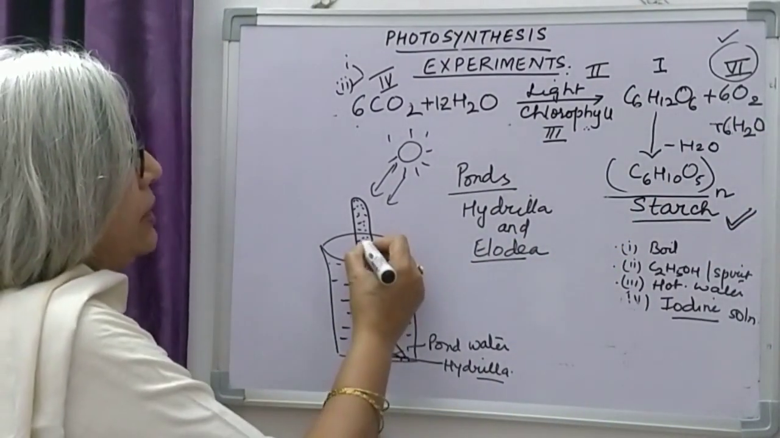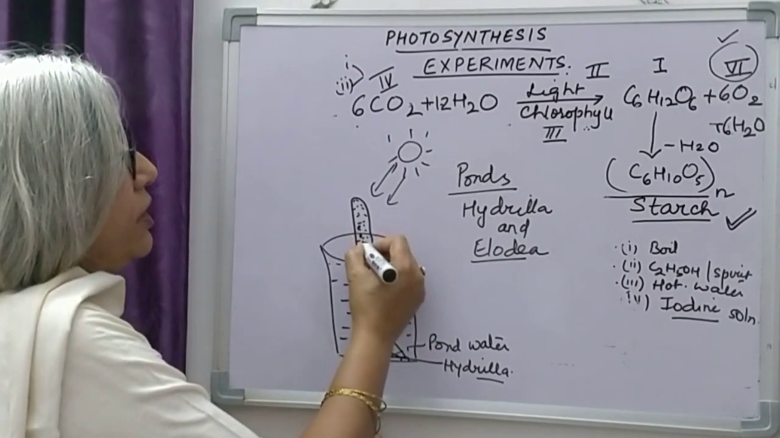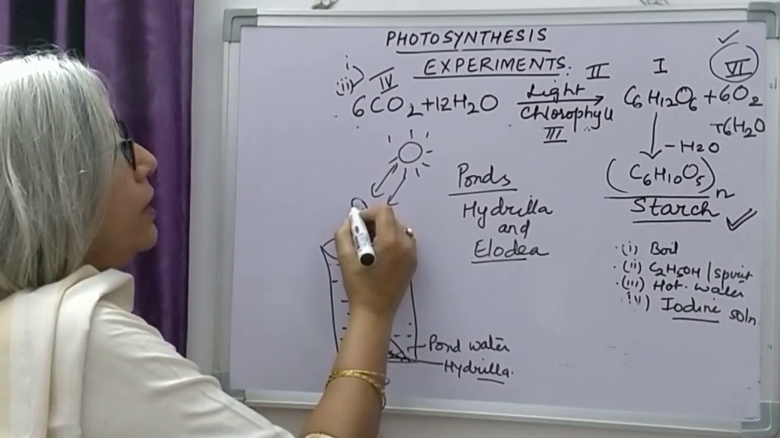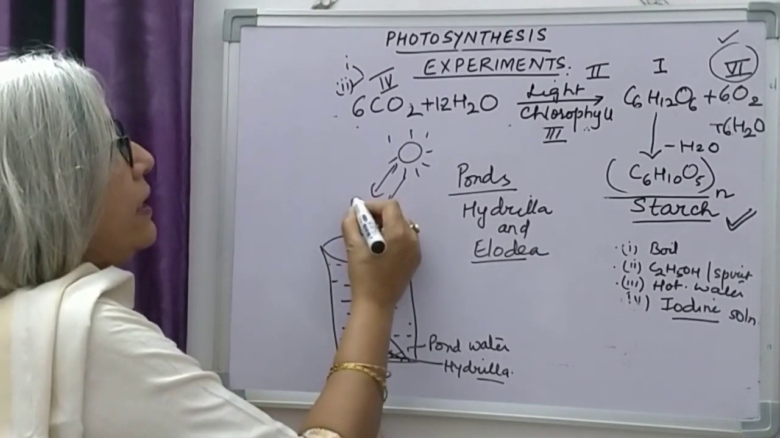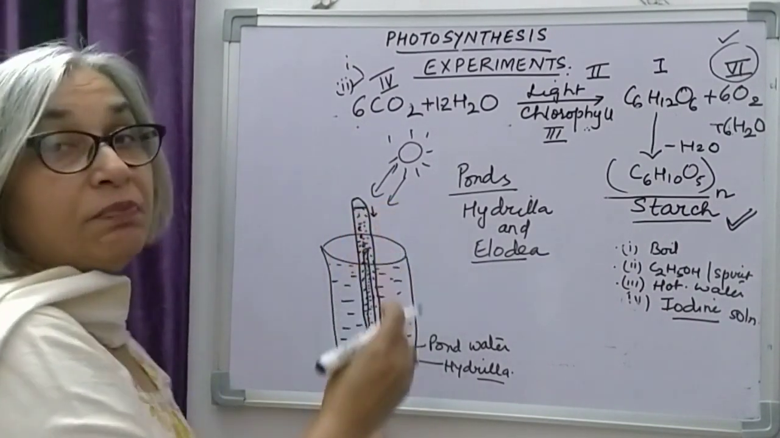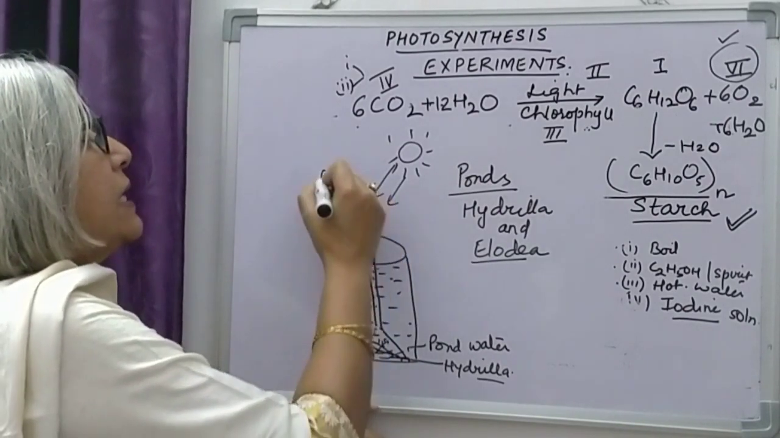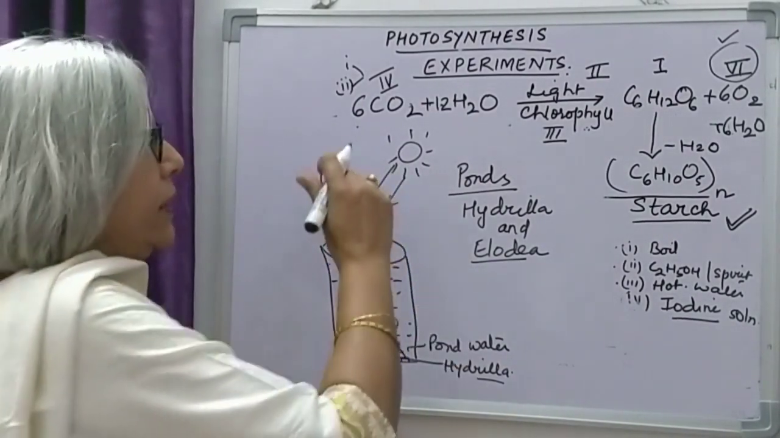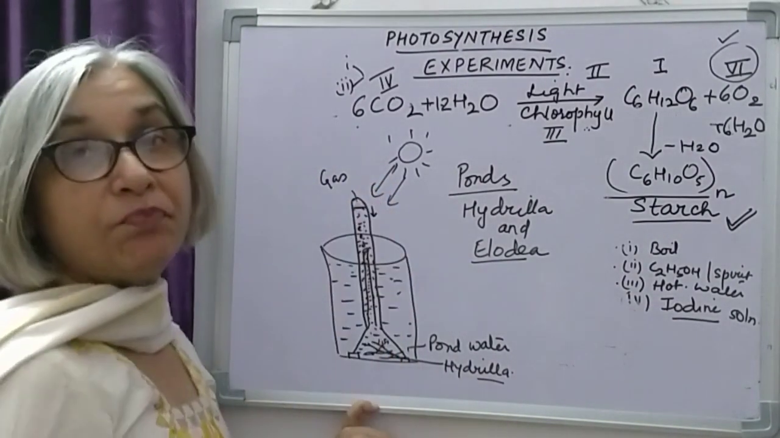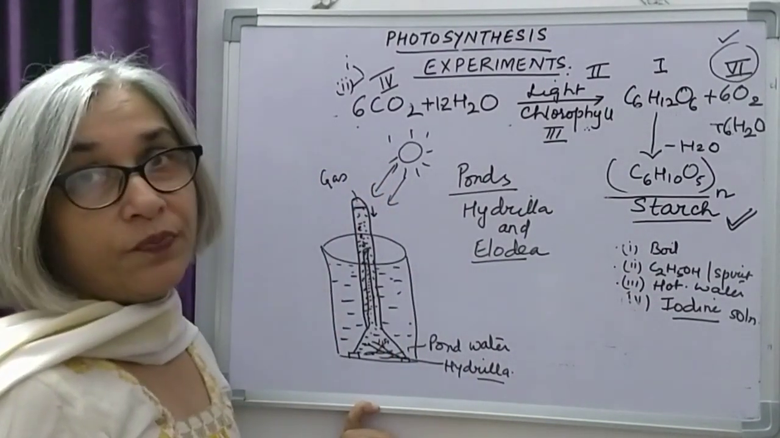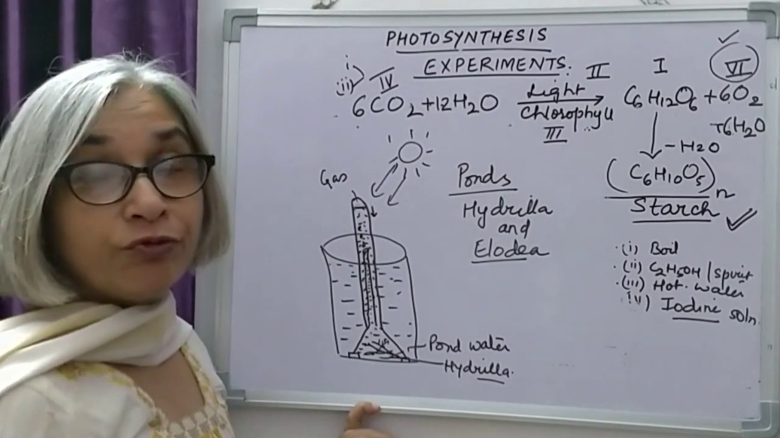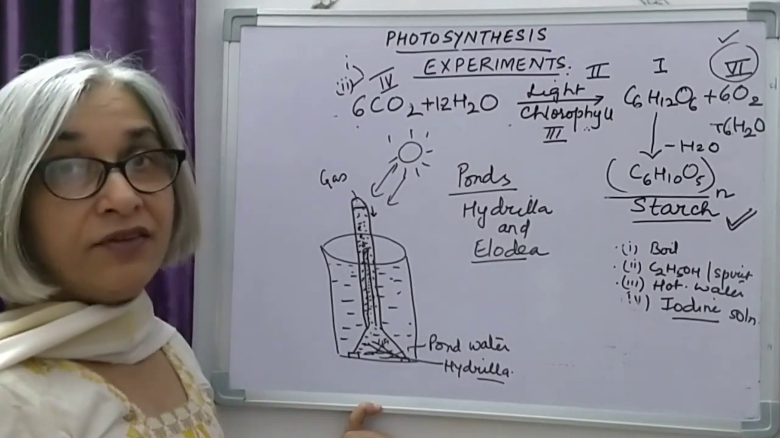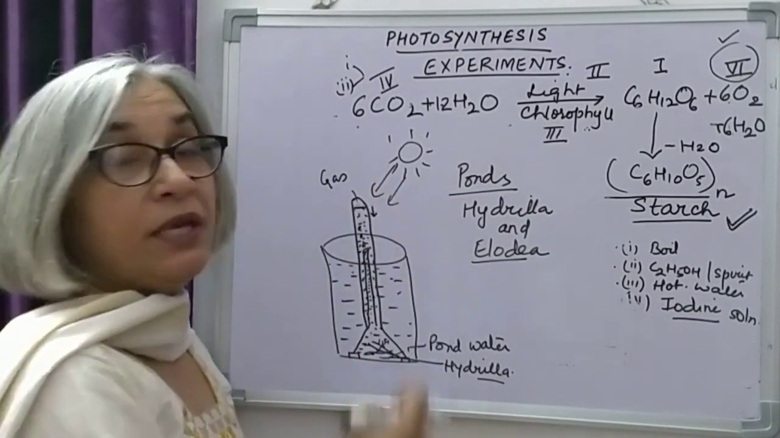We will see bubbles of a gas rising from here, and soon after a few hours we see that the water has been displaced and gas has collected here. The bubbles were of a gas, and that gas has collected at the tip of the test tube. But how do we prove that this gas is oxygen? Gas has collected, we have seen, bubbles are being produced.